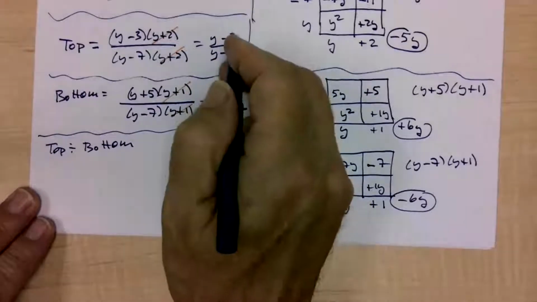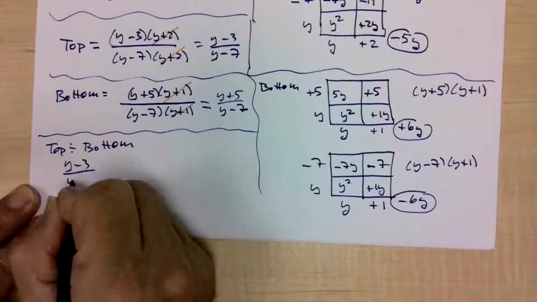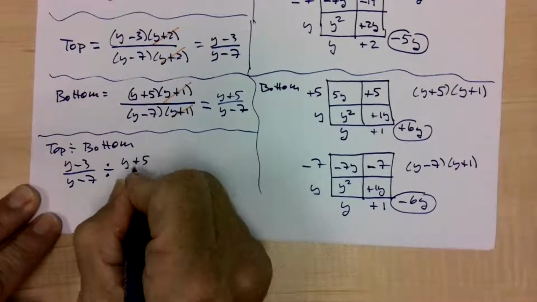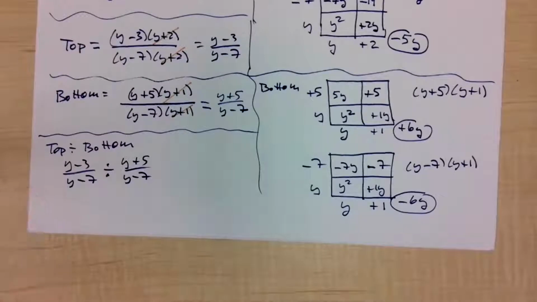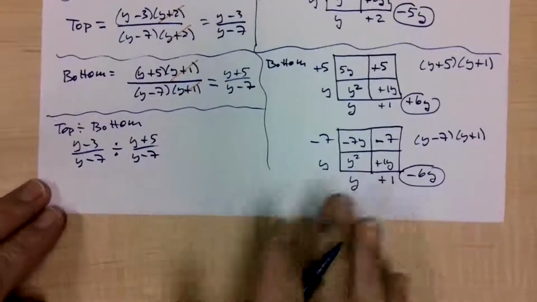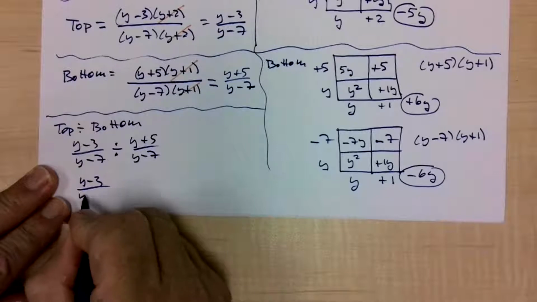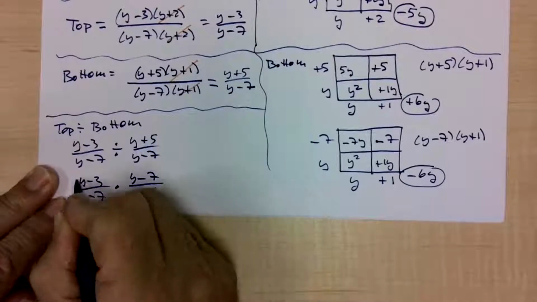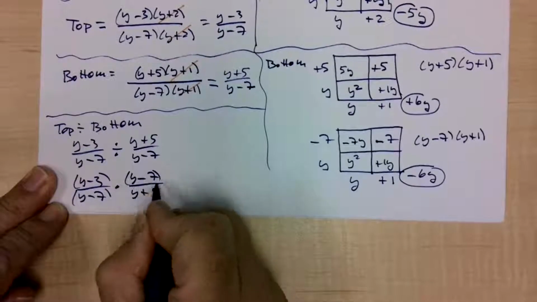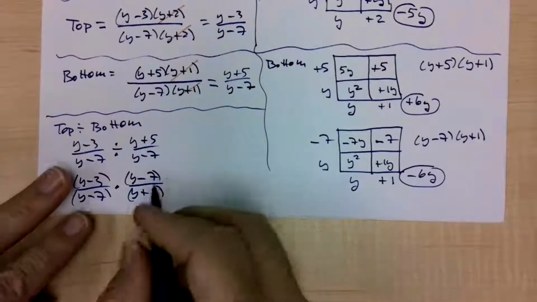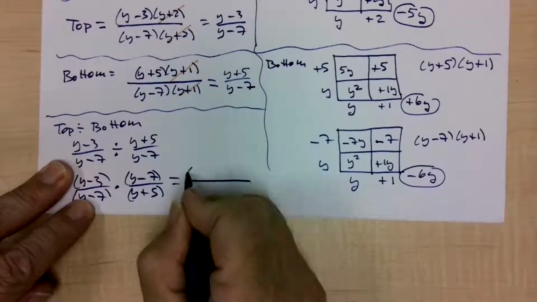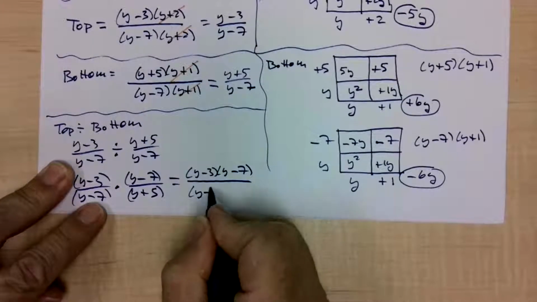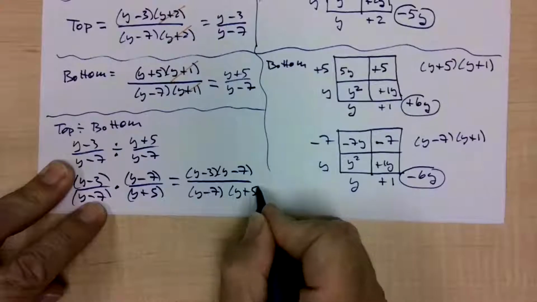So what will that be? Y minus 3 over y minus 7 divided by y plus 5 over y minus 7. Invert and multiply. That will be y minus 3 over y minus 7 times y minus 7 over y plus 5. Think of it as a single fraction. Y minus 3, y minus 7 over y minus 7, y plus 5.